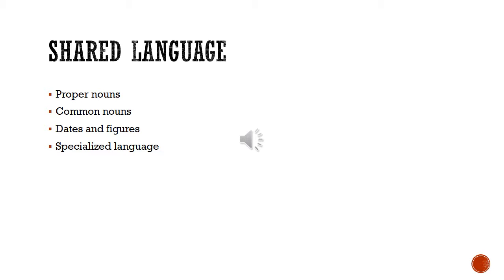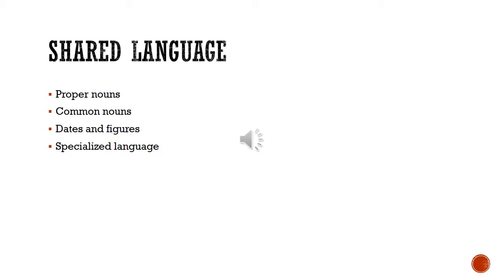And this shared language could be in the form of proper nouns like, for example, the name of the president of India, a proper noun, which cannot be changed. Proper nouns like the World Cup, India, the Red Cross. These words cannot be reworded or cannot be changed.